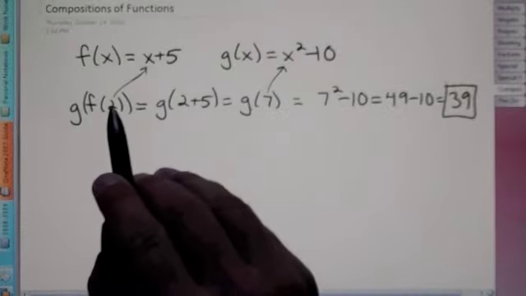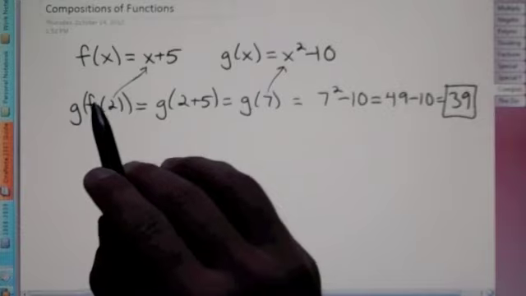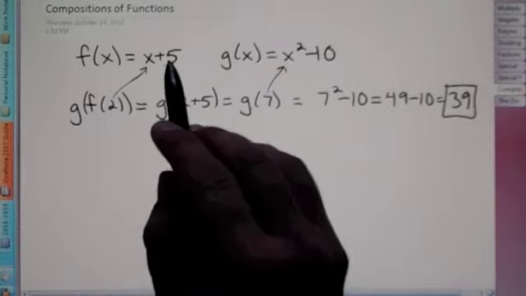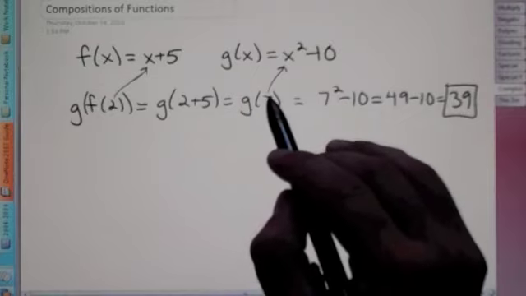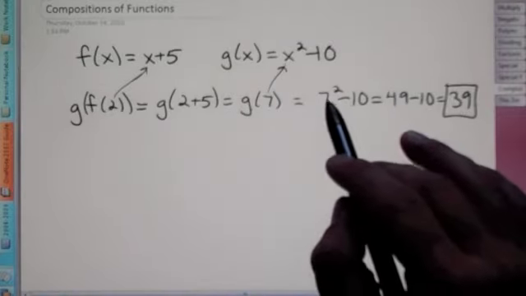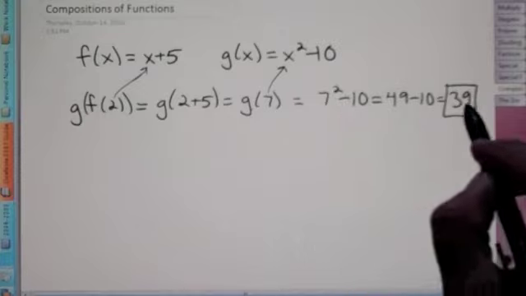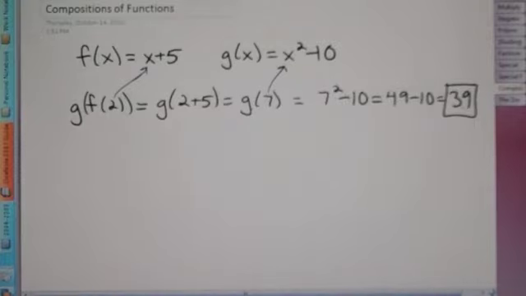Again, start on the inside. You're going to plug 2 into x on the f function. So 2 plus 5 is 7. And now it says g of 7, so you plug 7 into x on the g function. 7 squared is 49, minus 10 is 39. Let's do another one of those.